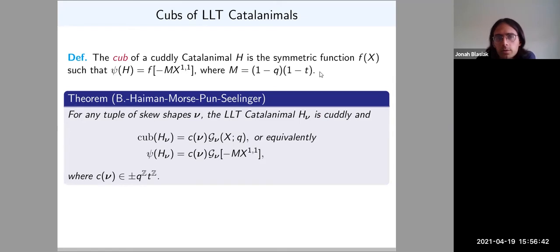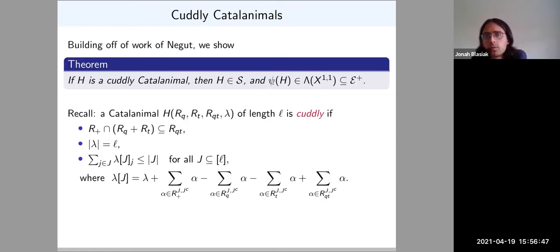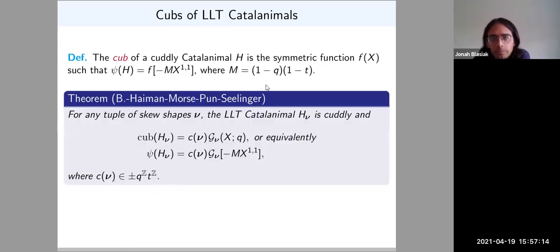Now actually, let me explain. We need an additional definition. Once you know that psi of h lies in the symmetric functions in this alphabet X_11, then it's equal to some f of X_11, some ordinary symmetric function in this alphabet. We just need a name for that f. We call that the cub of the cattle animal h. So that's what this definition is up here.